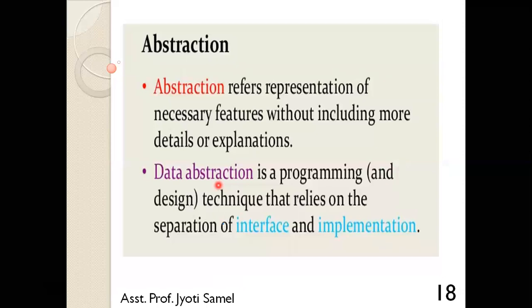Abstraction refers to the representation of necessary features without including more details or explanations. For example, you have a car, and in order to drive it, you are only aware of some essential external features such as steering, accelerator, clutch, brake, gear.